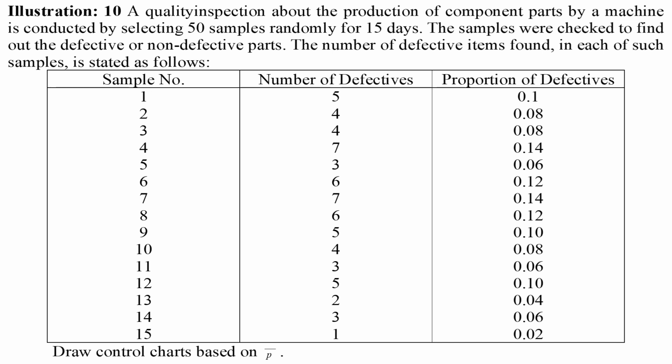Illustration 10. A quality inspection about the production of component parts by a machine is conducted by selecting 50 samples randomly for 15 days. The samples were checked to find out the defective or non-defective parts. The number of defective items found in each of such samples is stated as follows. Draw control charts based on P bar.